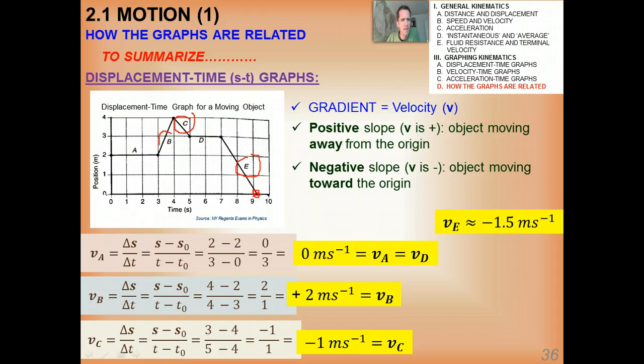And just want to point out something. The object ended up further behind where it started by 2 meters. It started at positive 2 meters. After E, it ended up back at 0. So its change in displacement is negative 2 meters.